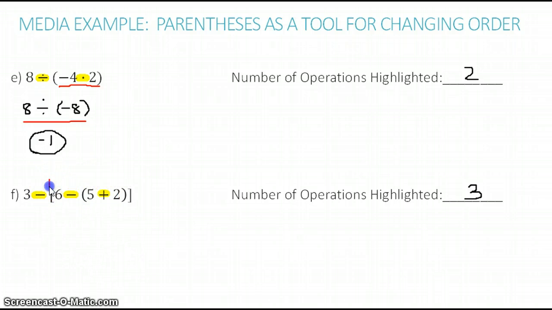Okay? So we need to do what's in the brackets first. However, in the brackets we have nested parentheses, parentheses inside brackets. So this operation needs to be done first. So let's get started. So 3 minus brackets 6 minus, now 5 plus 2 is 7. And I'll close those brackets.